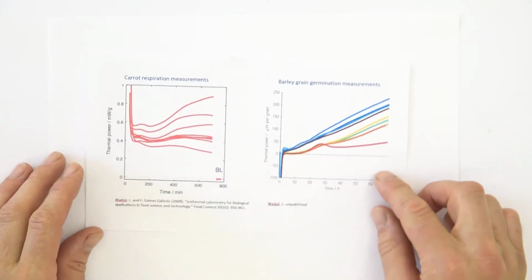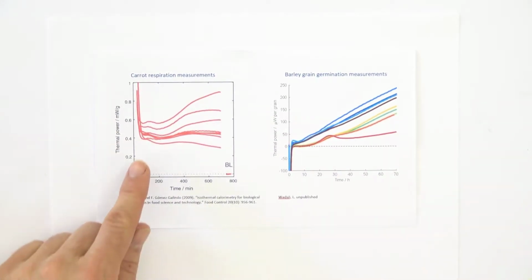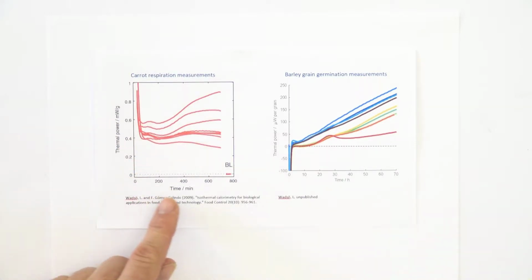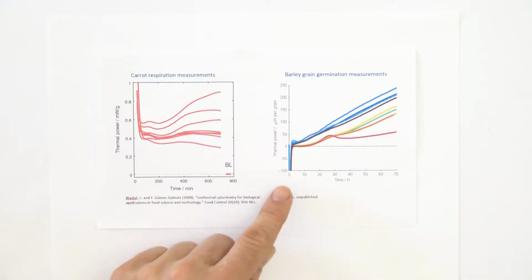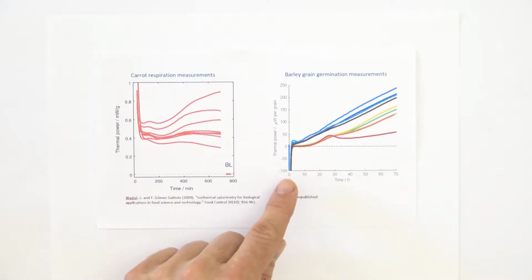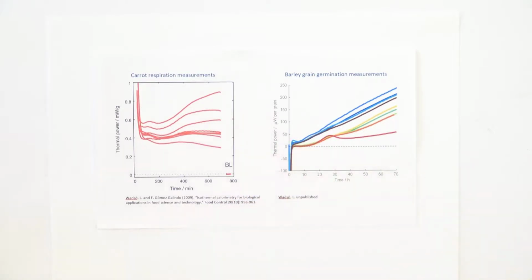Here I have two examples of the initial disturbance. On the left we have carrot respiration measurements and they all start from high values. On the right we have some barley grain germination measurements. They all start from low values, negative values.